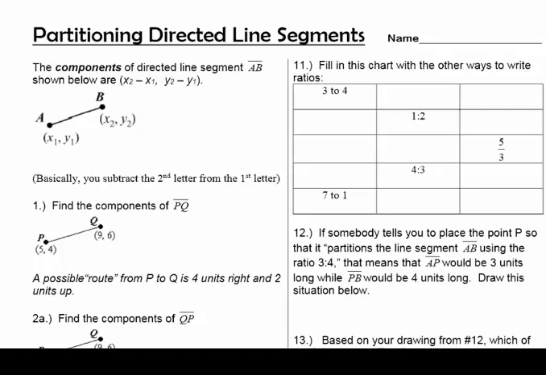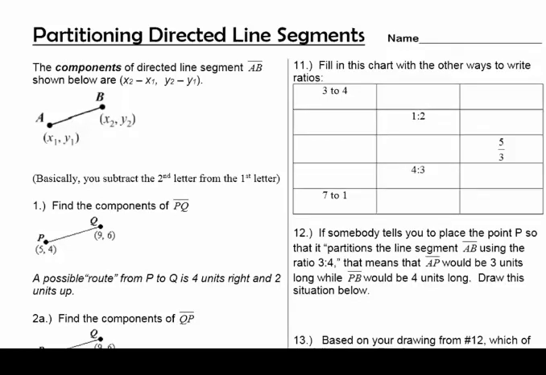So we've talked about the distance formula and how we use the Pythagorean theorem with the distance formula, and we take the difference of the x's and the difference of the y's. And so when we partition a directed line segment, we're going to use elements of the distance formula. Okay, and so the components of a directed line segment, AB, are shown below.